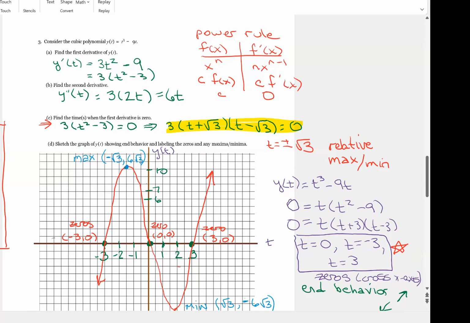I sketched the graph. I showed the end behavior down, up. That's really it. I think that would have been enough. Sketch the graph showing the end behavior, did it. Labeling the zeros, did it. And maximum min, did it.